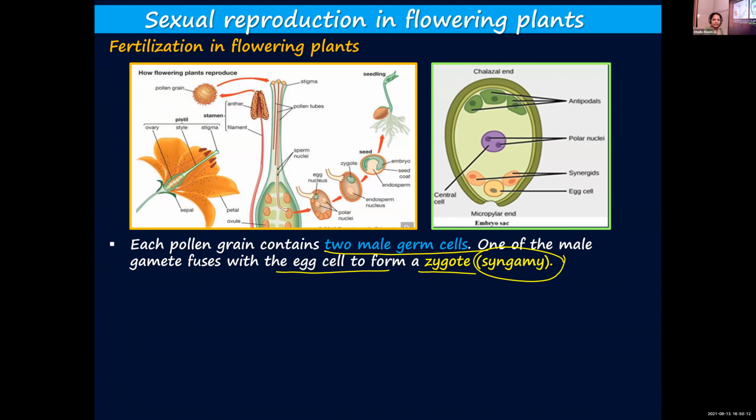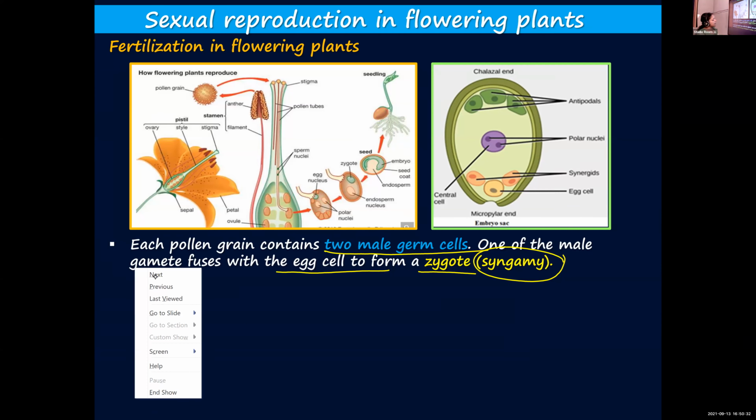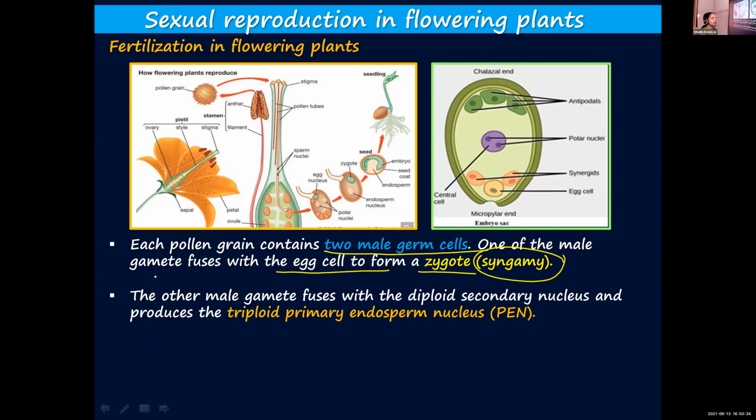2 male gametes are there. I told you in each pollen grain, 2 male gametes. One male gamete out of that will fuse with the egg cell or female gamete and it will form a zygote. The process is syngamy. Now, we need to know what will happen to the other male gamete. It will fuse with the diploid secondary nucleus.